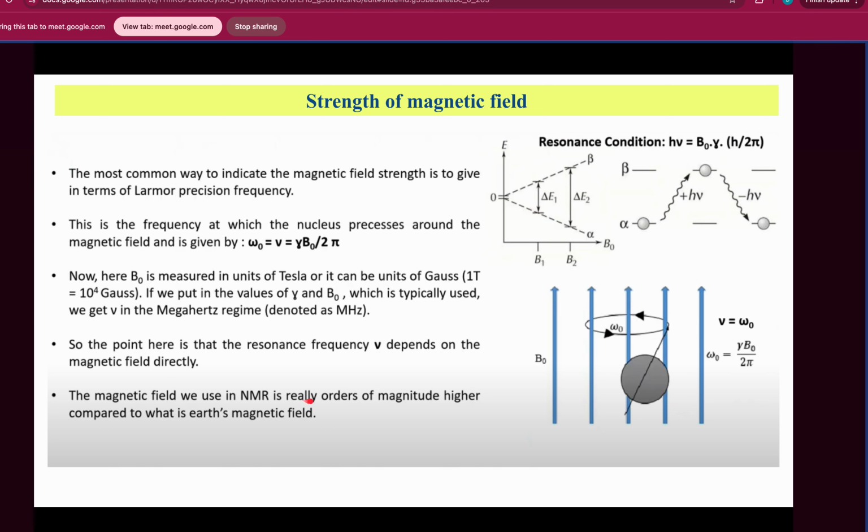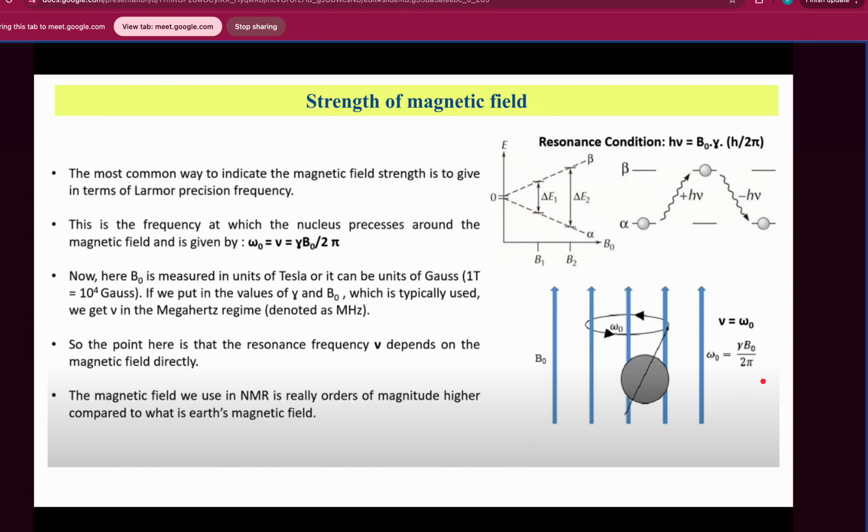The magnetic field which we use in NMR is an order of magnitude higher compared to the Earth's magnetic field. That's why this particular magnetic field is able to bring about the change. Otherwise, if it were similar to the Earth's magnetic field, then it would not be able to impact the spin of the nucleus.